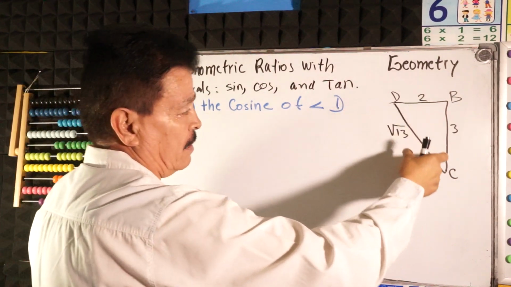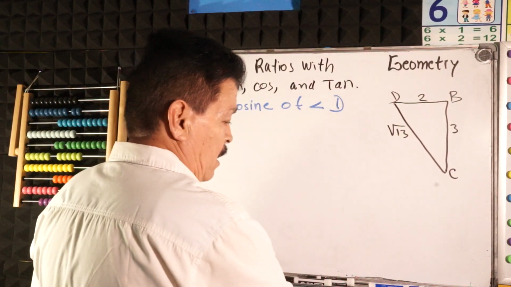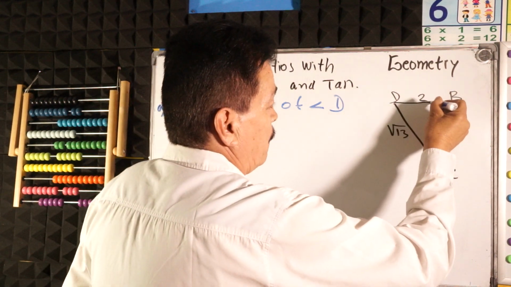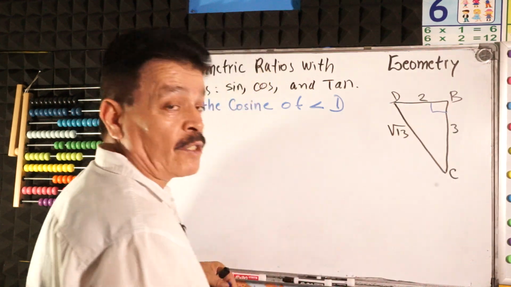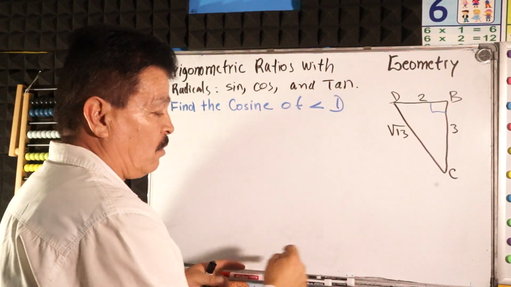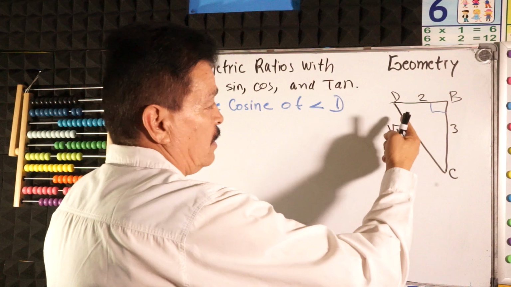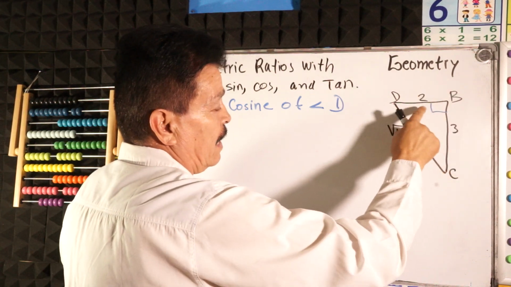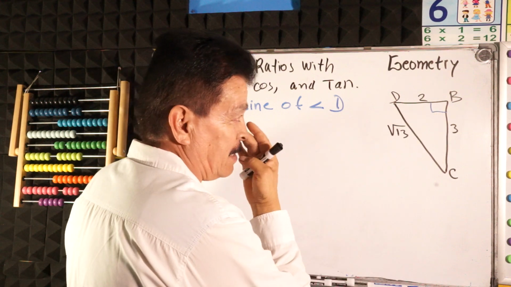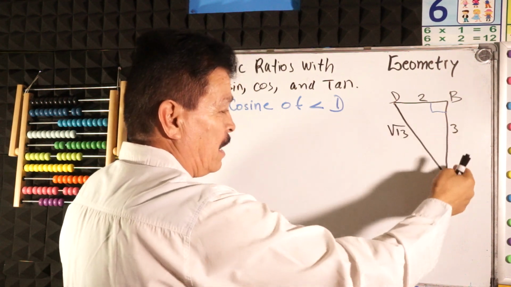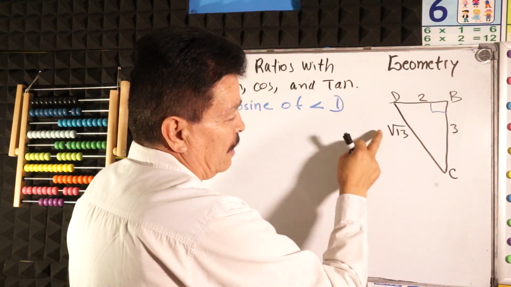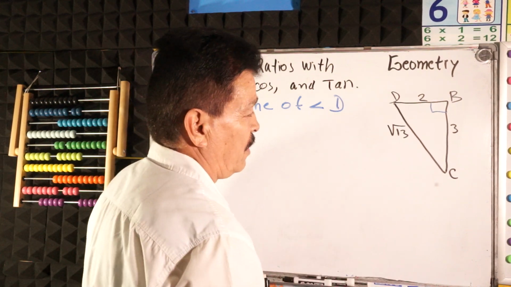We have this right triangle. Our right triangle is here, with angle BCD. The side BD equals the side BC, which equals 3, and the hypotenuse is the square root of 13.